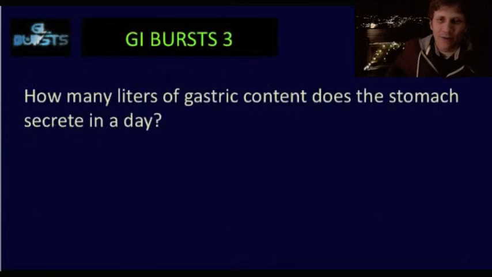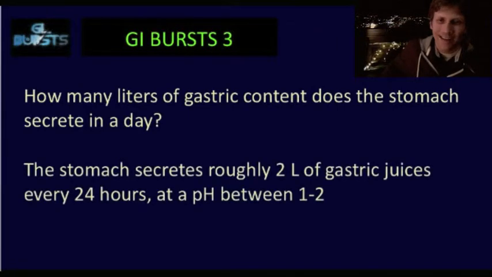All right, how many liters of gastric content does the stomach secrete in a day? So the stomach secretes roughly 2 liters of gastric juices every 24 hours, and that's at a pH of like 1 to 2. So it's lots of just nasty acidic stuff that's being secreted throughout the day. And it's pretty useful to have a sense of this, especially when you're dealing with NG tubes. So in theory then, if the NG tube was set to continuous suction, you'd suction about 2 liters of gastric juices in a day.